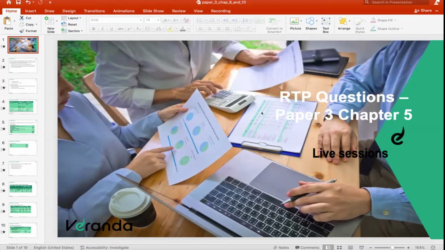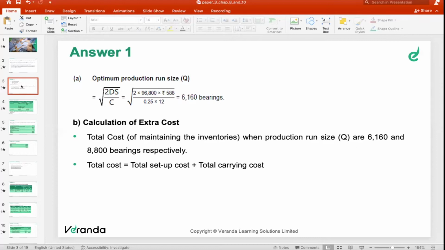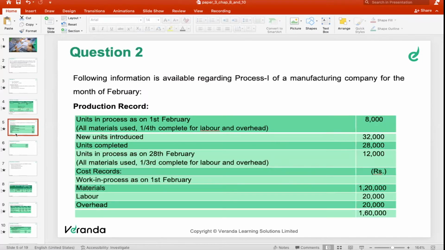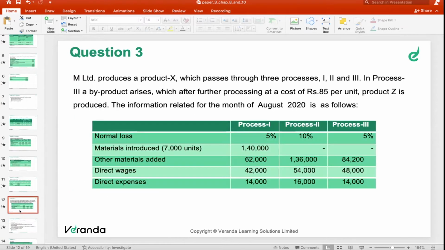RTP question, paper 3, chapter 5, based on job costing, batch costing as well as process costing. Am I right? Hope you're having the questions in your hand. Yes or no? Okay. Yes, sir.